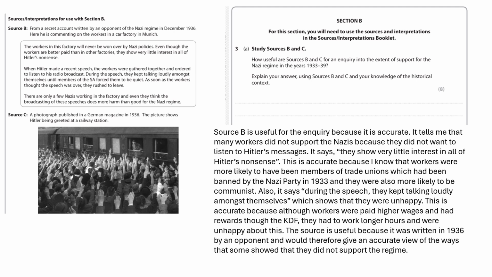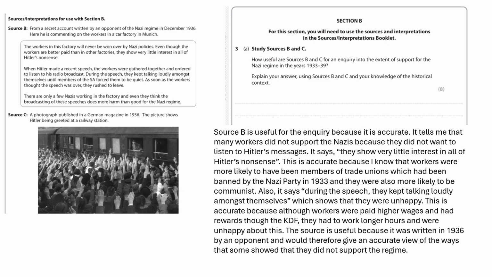So 'it tells me that', and you summarize that in your own words. Then you bring in a quote, 'it says', or if it's a visual one, 'it shows'. And then the key bit, Year 11, is to write, 'this is accurate because I know that'.